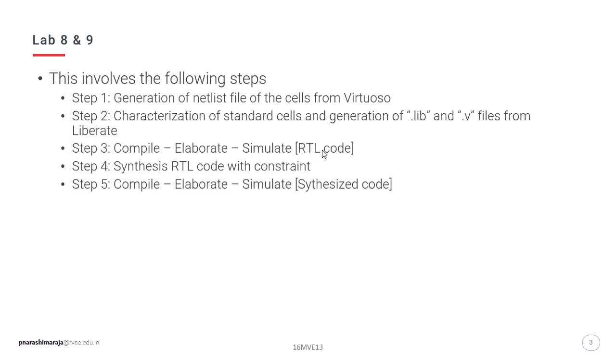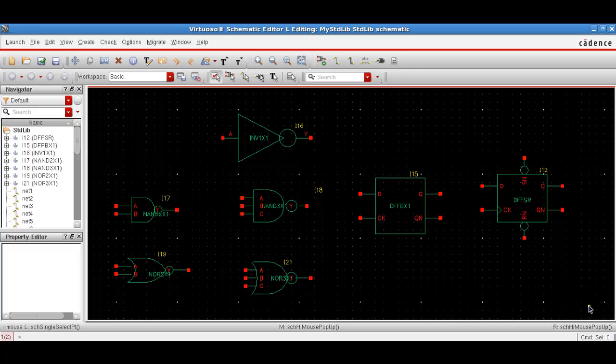The third step is to compile, elaborate and simulate our RTL code, and the fourth one is to synthesize our RTL code with constraint and the model file that we have generated from the Liberate tool. And the fifth one is to do the same step that we have done in step number 3, that is compile, elaborate and simulate, but this time using the synthesis code.